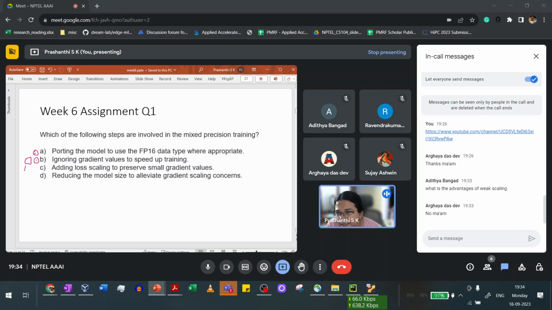Typically, for people who have never seen this before, if you see a checkbox on the website, it means that there can be multiple correct answers. Okay, I see a question. What is the no with respect to? I'm just seeing your no, so I didn't understand what that was.